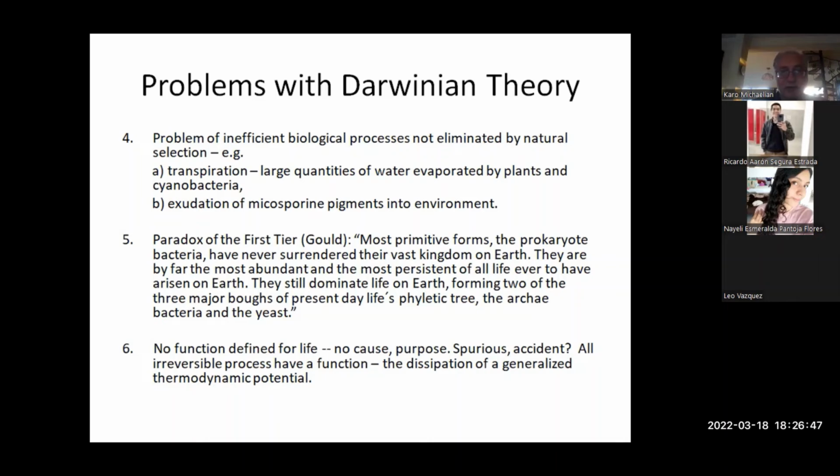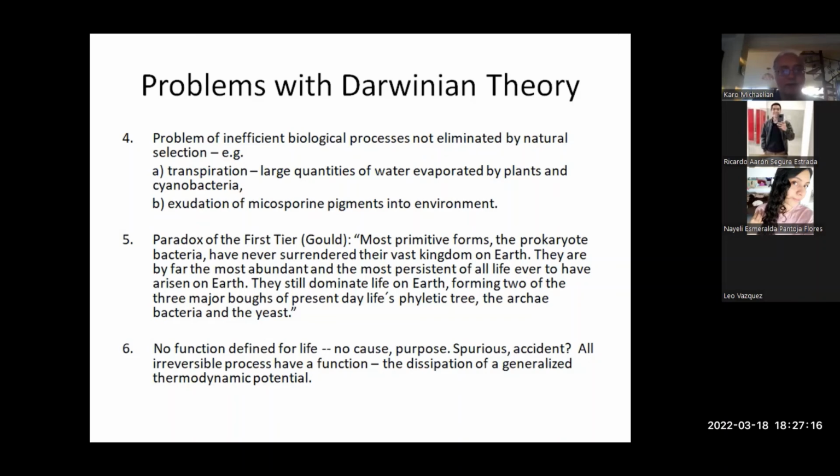So exuding pigments into the environment can protect them, for example, from the ultraviolet radiation. But if you put these organisms in an ultraviolet environment, you see that they can survive, or at least depending on the wavelength range, of course, but there's no problem. They don't need to protect themselves from the ultraviolet light.